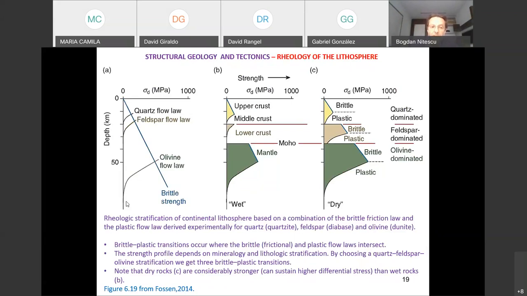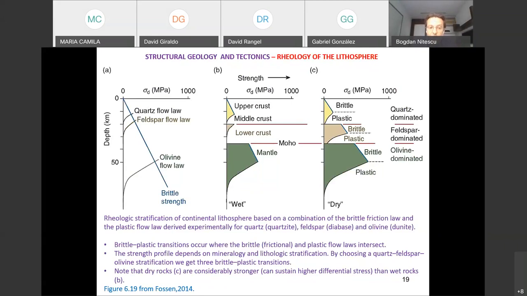So let's look here first, and I'll explain what this graph shows. This is depth, and this is differential stress. Differential stress is what matters: the difference between sigma 1 and sigma 3. In the case of the experiments, it is the difference between sigma 1 and the confining pressure. The differential stress is what leads to deformation and eventually to the breaking of the rocks. Here people studied what happens for monomineralic rocks like quartz, feldspar, and olivine rocks.